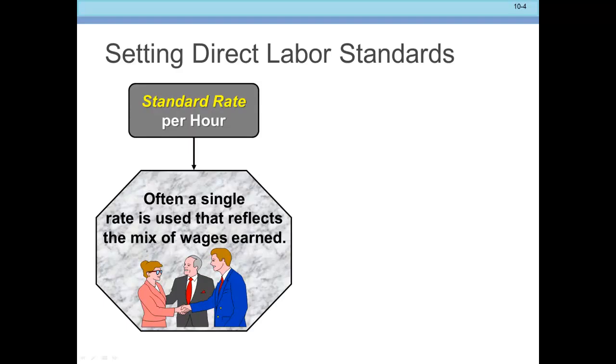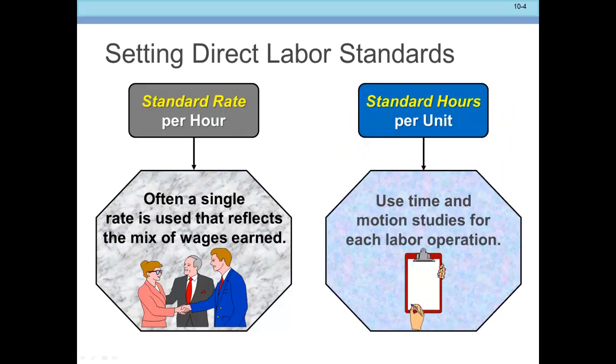The standard rate per hour for direct labor includes not only wages earned, but also fringe benefits and other labor costs. Many companies prepare a single rate for all employees within a department that reflects the mix of wage rates earned. The standard hours per unit reflects the labor hours required to complete one unit of product. Standards are usually determined by doing time and motion studies.